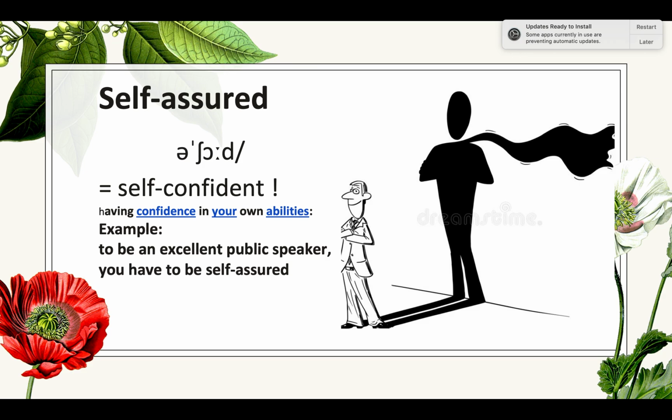Self-assured means to be self-confident, right? Now you can look at the picture over here, and the man thinks he's a Superman, so he is self-confident. It means he is confident in himself. So self-confident means having confidence in your own abilities. For example, to be an excellent public speaker, you have to be self-assured, right? Self-assured means you need to believe in yourself to do everything. So if you are able to sing among the crowd, and you are able to be a public speaker, you are a self-assured person.